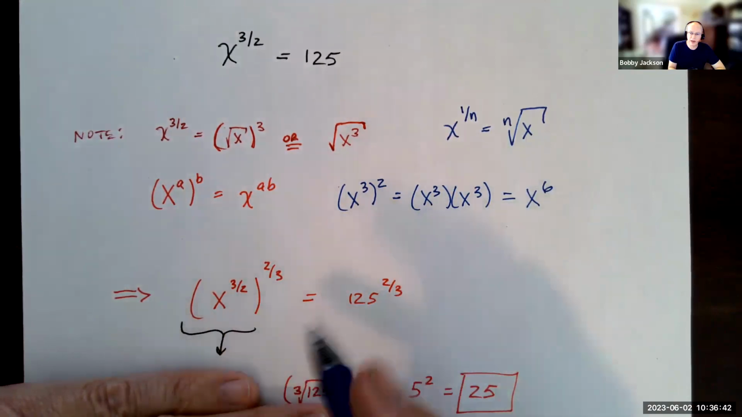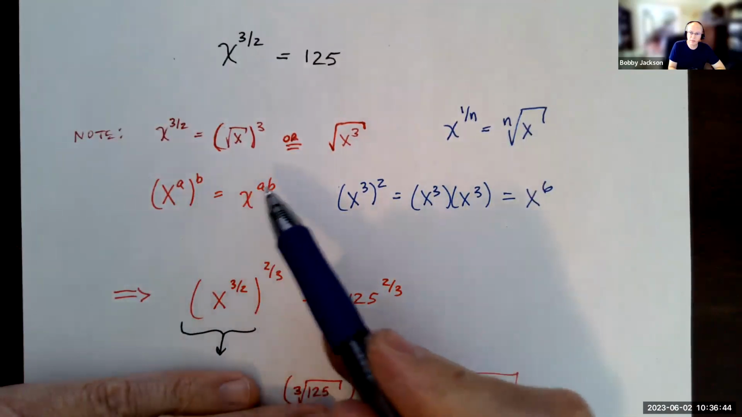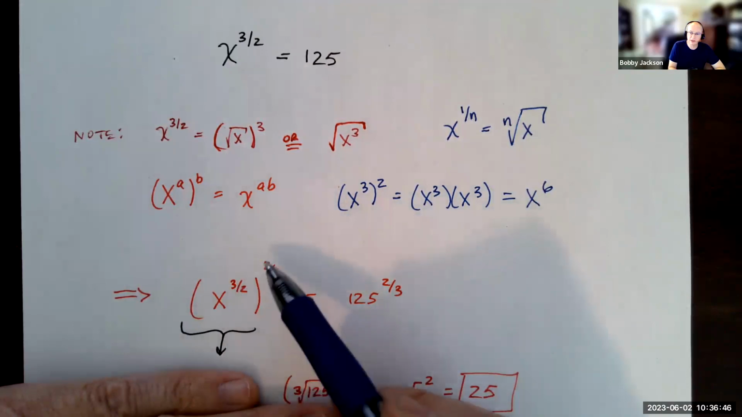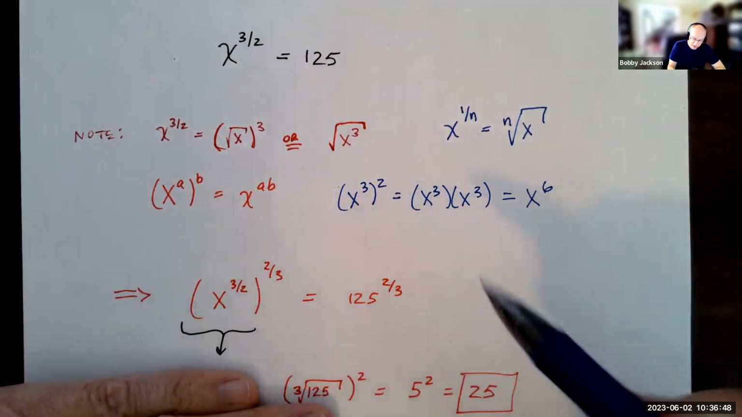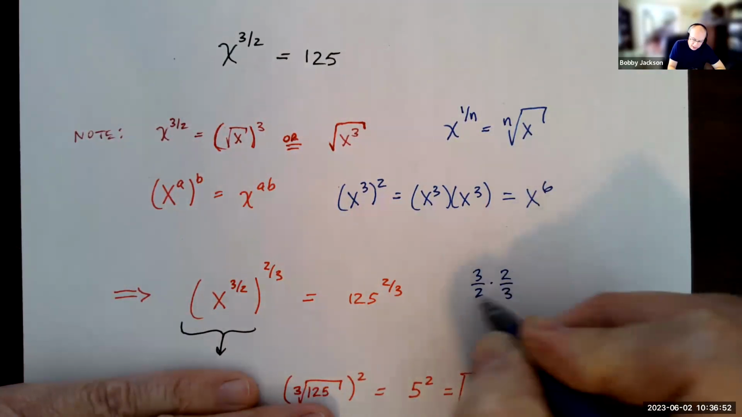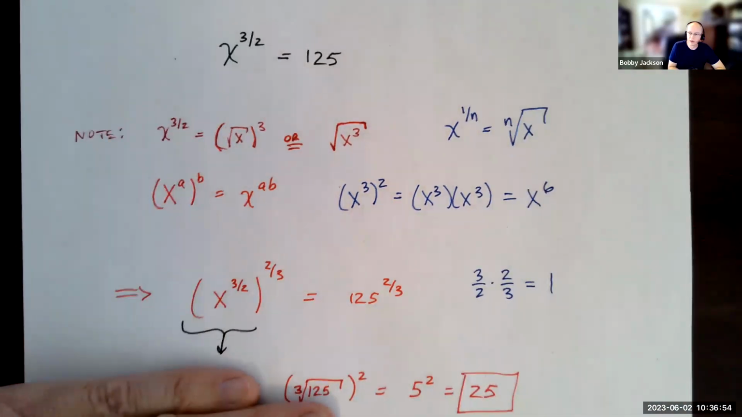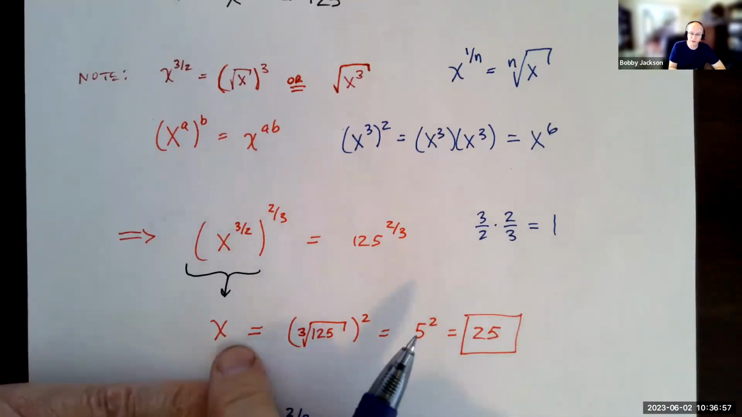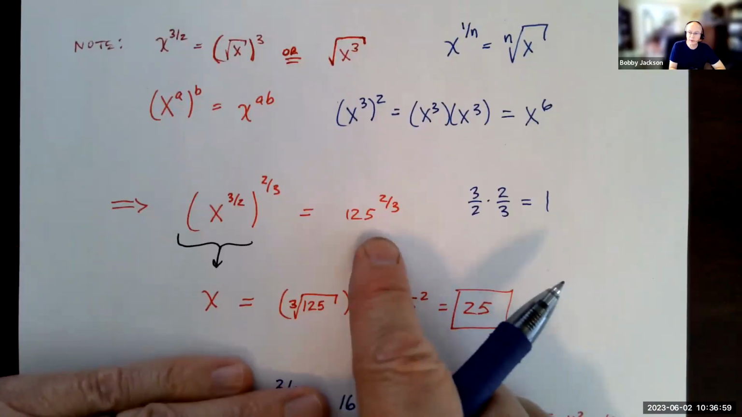Now, why do I do that? Well, right, by this property here, I'm going to multiply exponents. What's 3/2 times 2/3? 3/2 times 2/3 is 1, right? Because, right, the 3's cancel, the 2's cancel, we're just left with 1, right? 3/2 times 2/3 is 1. So this is just x to the first power. I've solved for x.